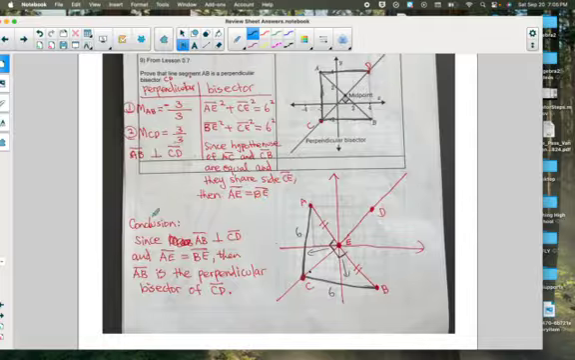So in conclusion, since AB is perpendicular to CD and AE is equal to BE, then AB is the perpendicular bisector of CD, okay? Please remember to write the conclusion on your papers for the exam.